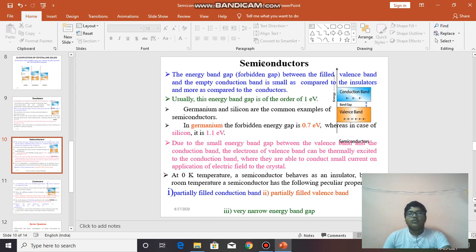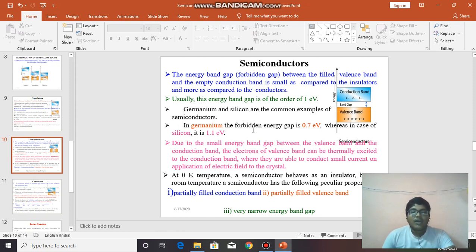And now we discuss the semiconductors. The energy band gap between the filled valence band and the empty conduction band is small as compared to insulators, and more as compared to conductors. Usually, this energy band gap is of the order of 1 electron volt. Germanium and silicon are common examples of semiconductors.